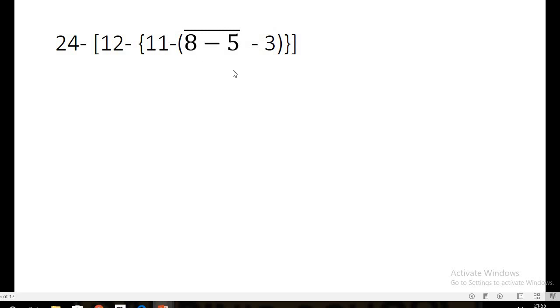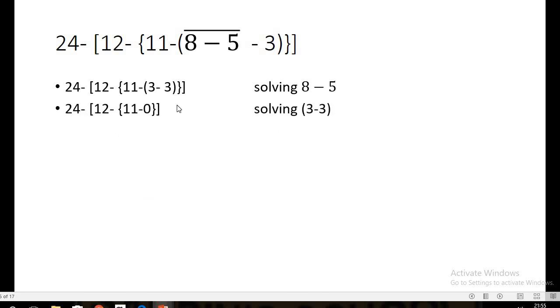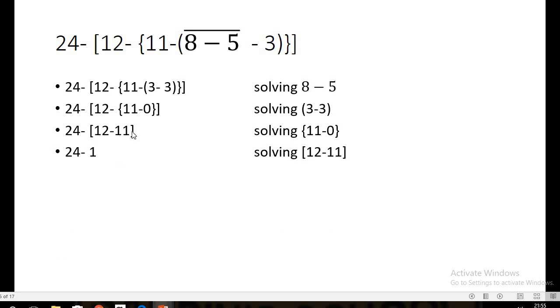In the next question we can see a line bracket or a bar bracket or a vinculum. So vinculum is always solved first. So 8 minus 5 gives us 3, and then the round bracket. In round bracket we have 3 minus 3, which gives us 0, and then the curly bracket we have 11 minus 0, which gives us 11, and within the square bracket we have 12 minus 11, which gives us 1, and the square bracket vanishes as soon as it gives the answer. Now 24 minus 1 gives us 23.